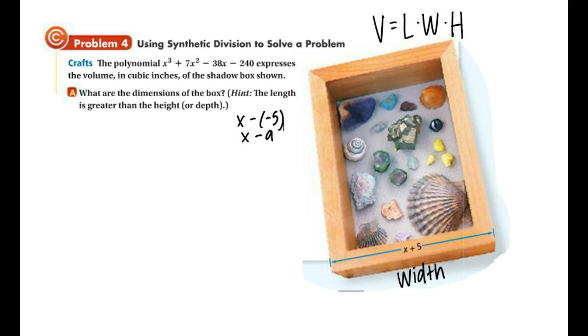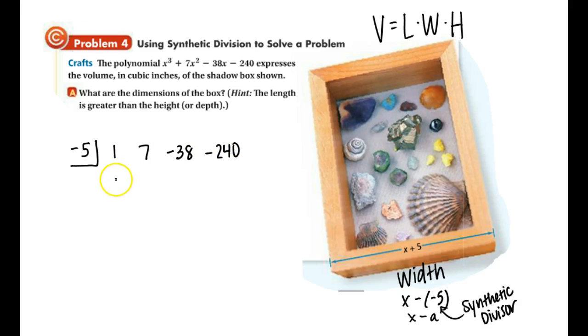Remember, for synthetic division, we need to write the factor as x minus a number. So because we're given x plus 5 as the original width, I can write that as x minus a negative 5. So that means the synthetic divisor that we're about to use is negative 5. So let's put that in the top left-hand corner. Now let's write the coefficients of each of the terms. So we have 1, 7, negative 38, and negative 240.